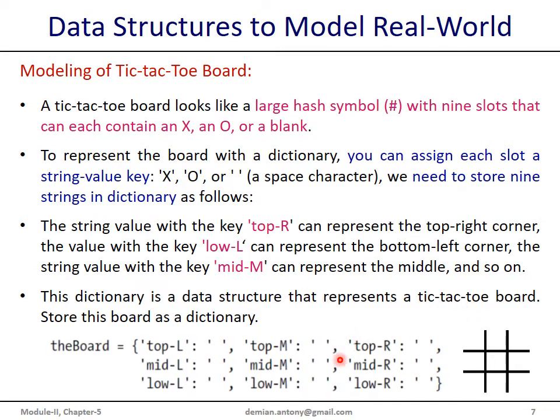This is a pictorial representation. This is the top L portion, and this is top M, and this is top right, and this is middle L, middle M, middle right, low L, low M, and low R. These are the keys. You can see these are the keys of the dictionary, and the values are initially empty spaces. That means you have an empty tic-tac-toe board. This is the empty tic-tac-toe board. This is how we can model the tic-tac-toe board status while playing.